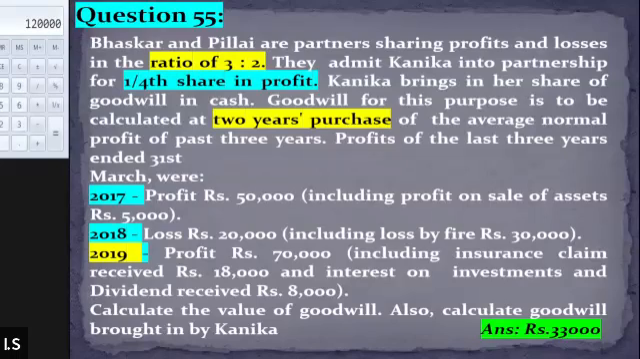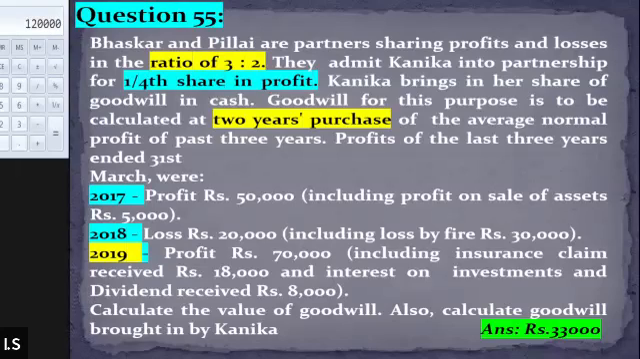Of the year 2017, we have made a profit of 50,000 that includes a profit on sale of asset. That is obviously an abnormal gain. We need to subtract it out of 50,000. So the profit for the year 2017 will be 45,000. 2018, there was a loss of 20,000, including a loss by fire. So we need to add it back. So the profit for 2018 will be 10,000, right?